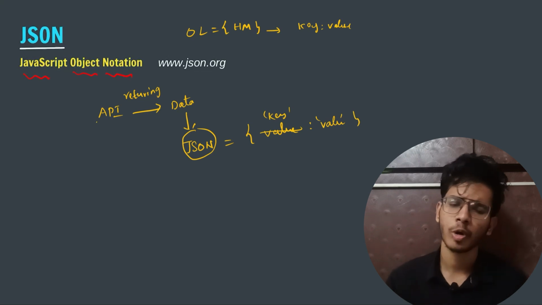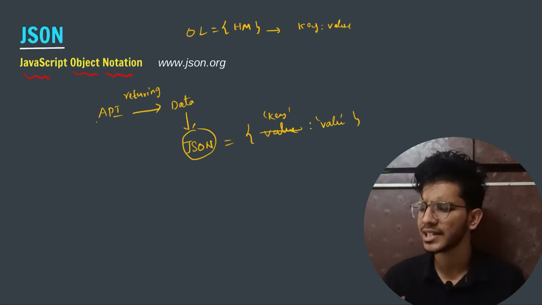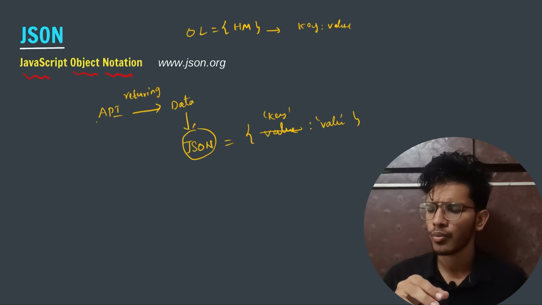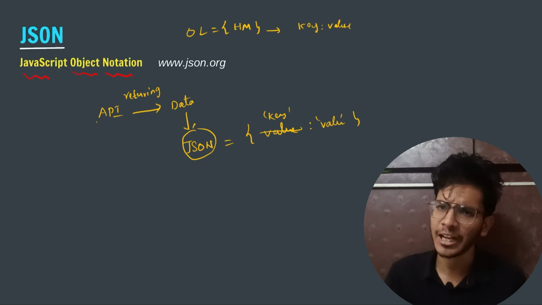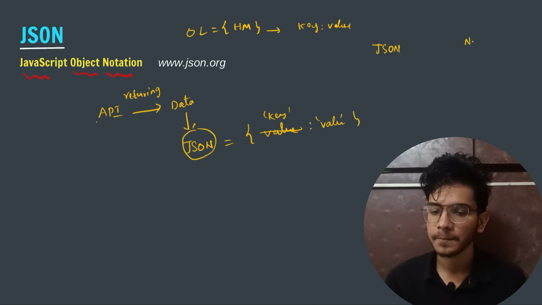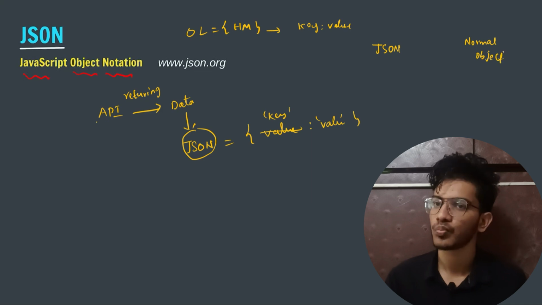Now we will ask one more question. Okay, Jabir, we have understood JSON is nothing but returned data in the form of key value pair, and an object literal is also a key value pair. So what is the difference between JSON and a normal object?